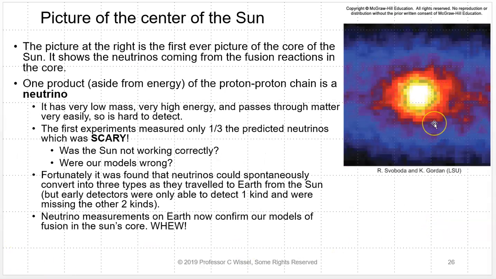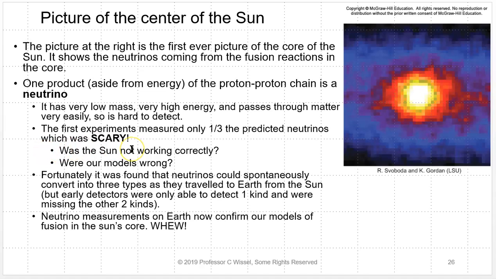Now this right here is the first ever picture of the core of the sun. It actually shows the neutrinos coming from the fusion reactions in the core. Now, one product aside from energy of the proton-proton chain is a neutrino. It has very low mass, very high energy, and it passes through matter very easily, so it's hard to detect. There are billions of them passing through your body right now.